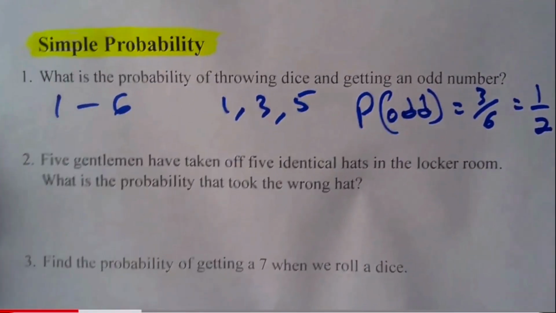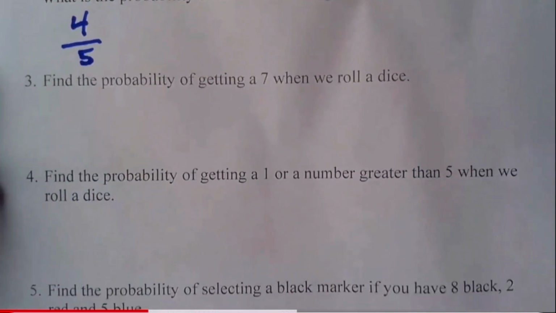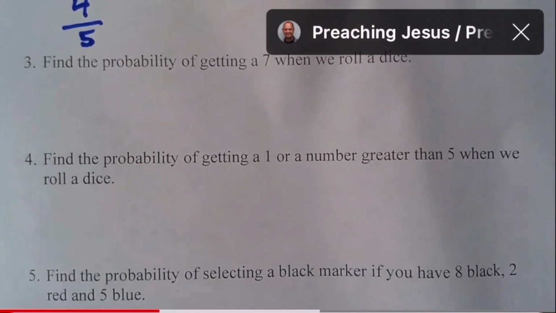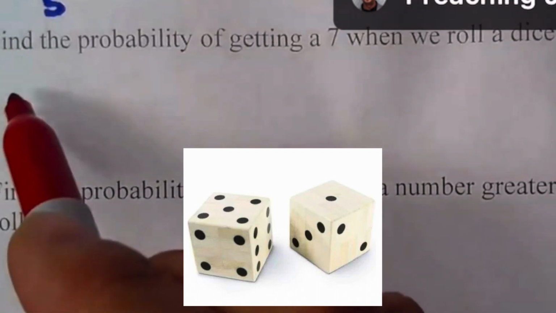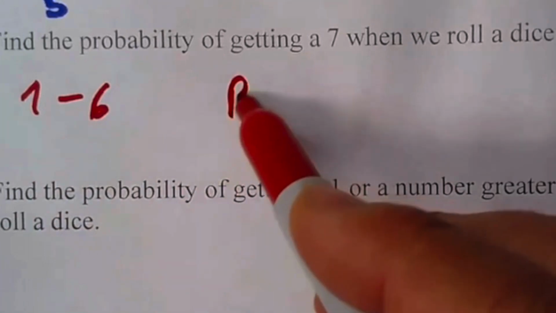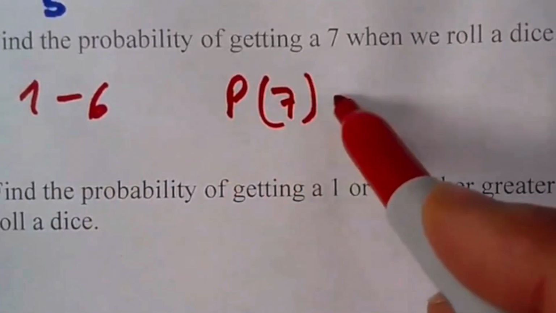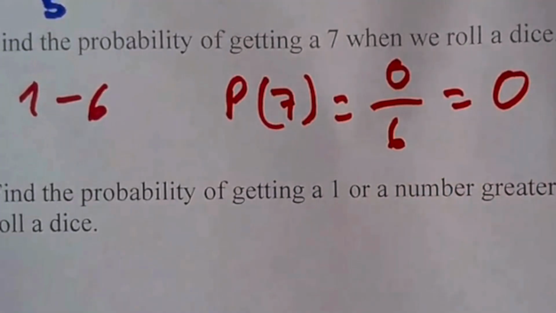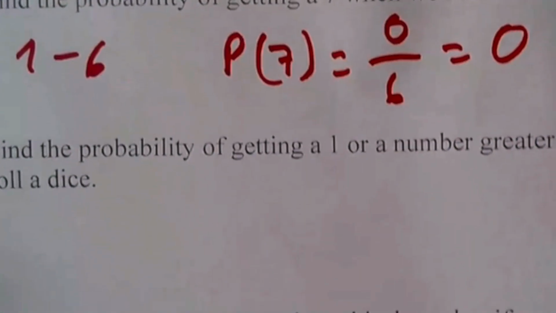So let's do another one. Number 3 says, find the probability of getting a 7 when you roll a dice. Let's assume that it's a standard dice, with numbers 1 through 6. So the probability of getting a 7 on a standard dice is 0 out of 6, which equals 0. So the probability of getting a 7 on a standard dice is 0.